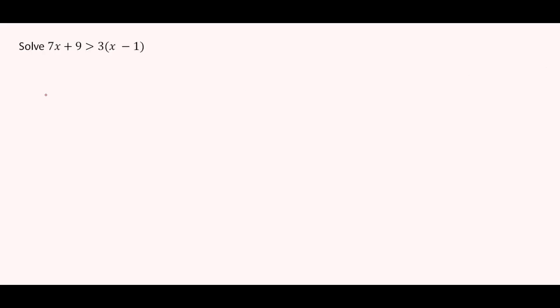So look at our first example here. 7x plus 9 greater than 3 times (x minus 1). We always have to honor PEMDAS in everything that we do when you're trying to solve equations or inequalities. So the first thing we're going to do is distribute the 3 into x minus 1. So 7x plus 9 is greater than 3x minus 3. Now we're going to subtract 3x because we're trying to isolate the variable. So 7x minus 3x, that's 4x plus 9 greater than negative 3.